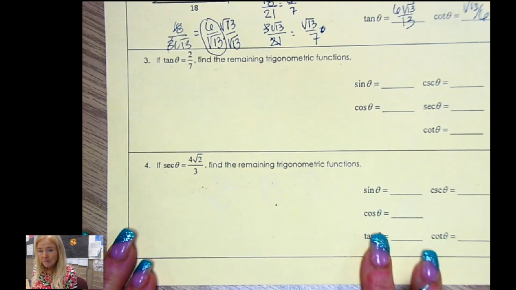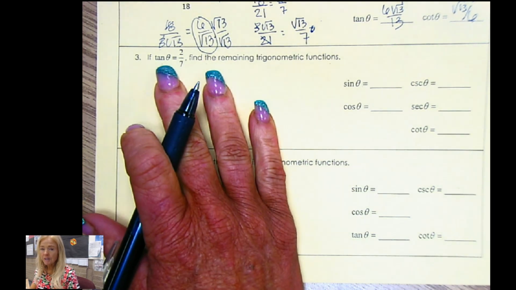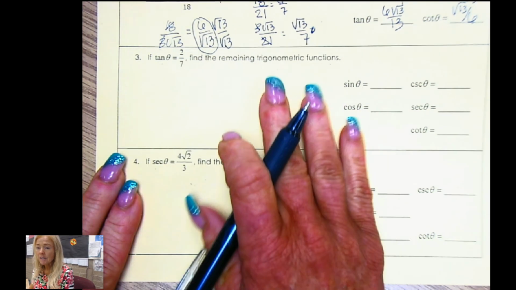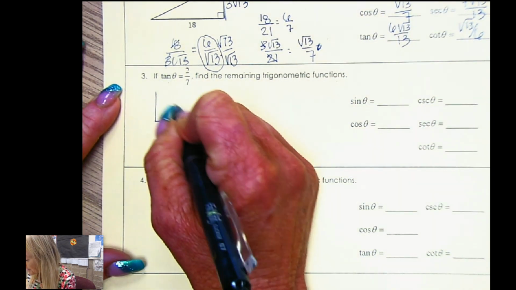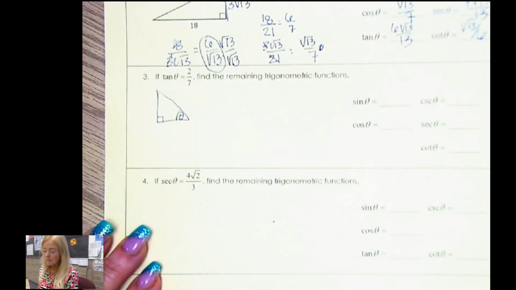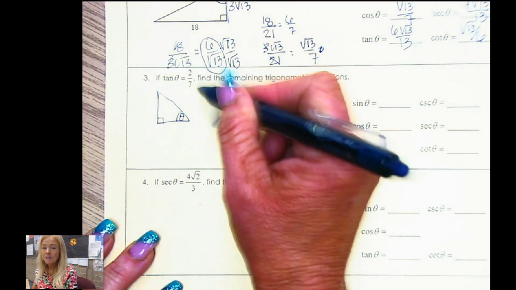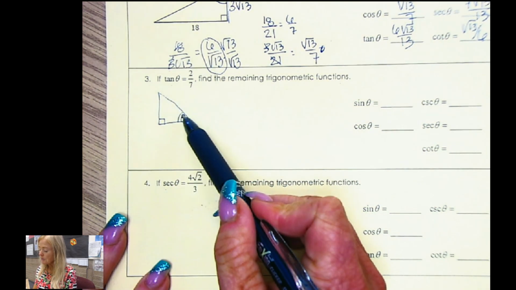All right, the last two give you a trig function. Tangent theta is 2/7, and it asks you to find the remaining trig functions. Now, when you're given tangent theta is 2/7, then you have to set up a right triangle with a theta and put your sides in, and then find the third side. So a couple of steps involved there. So you draw your right triangle, put in your theta there.